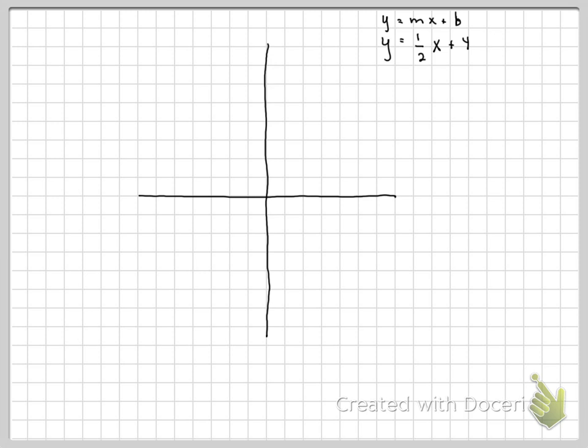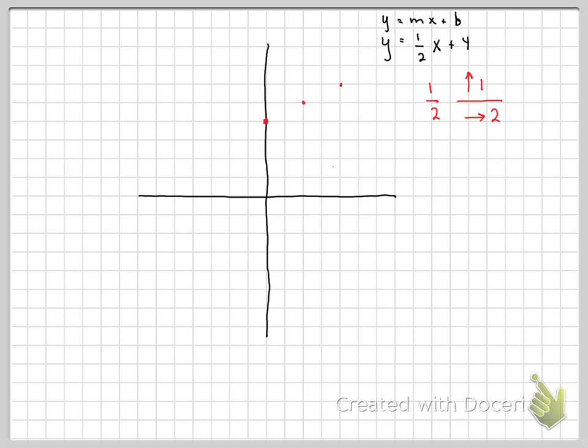So remember, just a refresher, you start by plotting the y-intercept first. It's a positive 4, so we go up the y-axis 4 units and make a dot. And then from that dot, we have our slope. It's positive because both the 1 and the 2 are positive. So that means we will go up 1 and right 2 from that dot. So up 1, right 2, up 1, right 2.